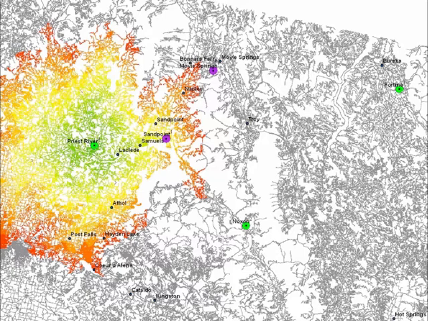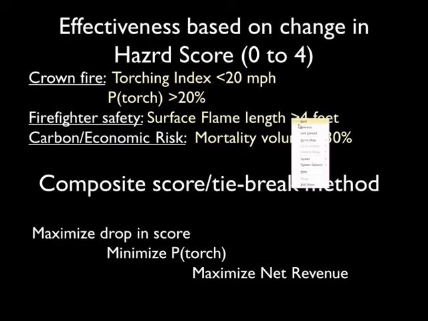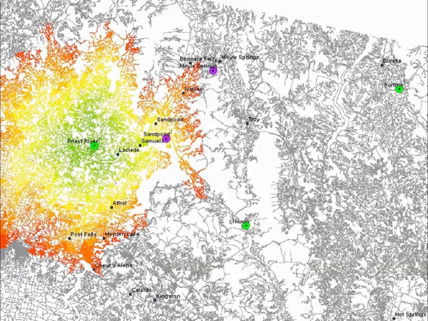So the purple dots, are they the energy facilities? Thank you, Terrie. Yes, the green dots in this particular slide are the mills, the wood mills, and the purple dots are the energy facilities in northern Idaho.